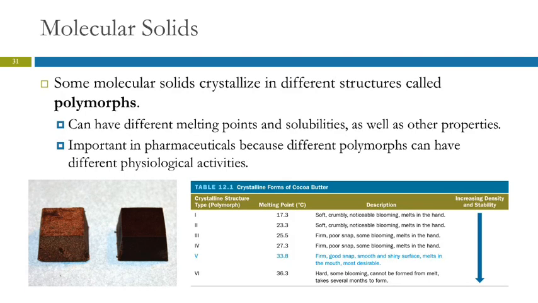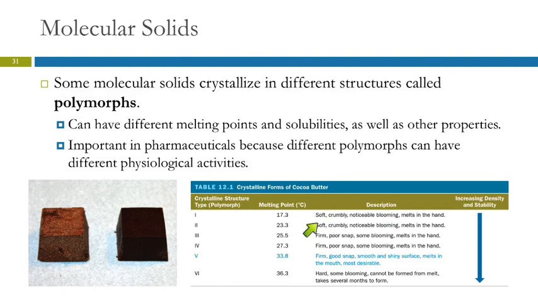So an interesting example of this is chocolate. Cocoa butter is the main ingredient in chocolate, and how the cocoa butter solidifies affects the appearance, the texture, and the melting point of chocolate. So there's good chocolate and there's bad chocolate, and it's not all just what the ingredients are, it's also how it was made. And so there are different polymorphs of the cocoa butter, and here are the descriptions.